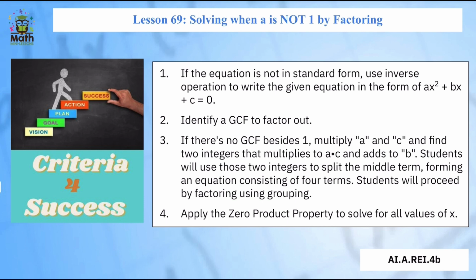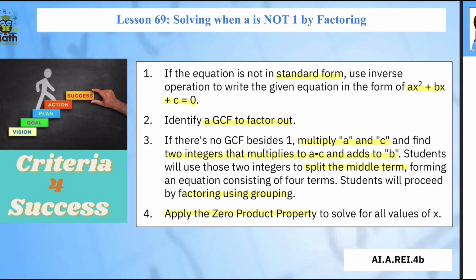So here's our CFS. We're going to make sure the equation is written in standard form, where ax squared plus bx plus c is equal to 0. We're going to identify if there's a greatest common factor to factor out. If there isn't a factor besides 1, we're going to go back to finding AC, the product of a and c, and find those two integers that multiply to AC but add up to b. That way we can split that middle term up and create 4 different terms, and use factor by grouping. And then we can apply the zero product property to solve for all the values of x.